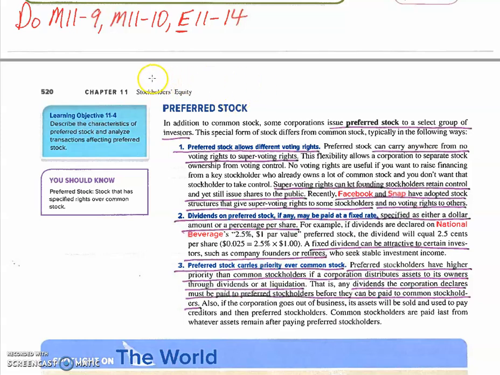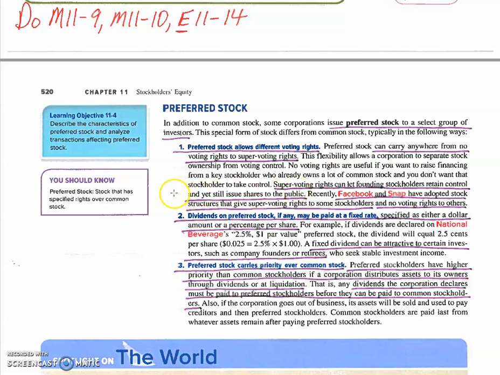So preferred stock is just a different class of stock than common stock. Preferred stock usually has some characteristics that you need to keep in mind. Number one, different voting rights than common stock, commonly. Now, historically, preferred stock usually had no voting rights. It was non-voting stock. However, that's changed in the last 20 years or so. And some preferred stock now has what are called super voting rights.